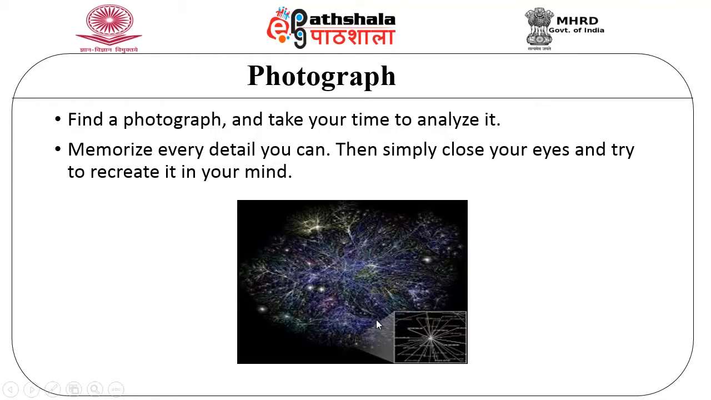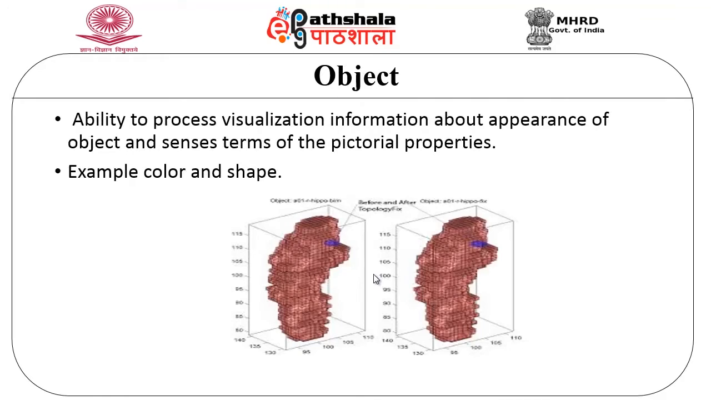We try to memorize every detail as we look at the photograph, and then we simply close our eyes and try to recreate it in our mind. So if it is possible for us to get almost all the information that is available in the photograph, it means that we have been highly focused on the photograph. If it is not possible for us to get the entire detail about the photograph, it means that we were out of focus when we were looking at the photograph as such.